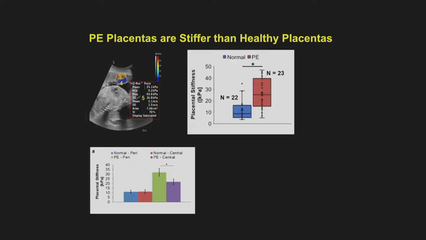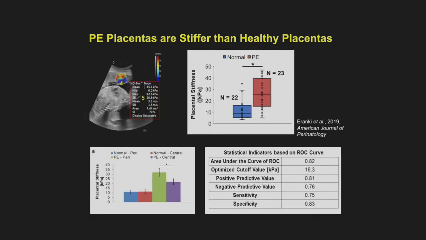So we've done some clinical trials. The takeaway message here is shear wave elastography definitely shows a significant difference in Young's modulus, or stiffness, of the placenta between preeclamptic placentas versus healthy placentas.